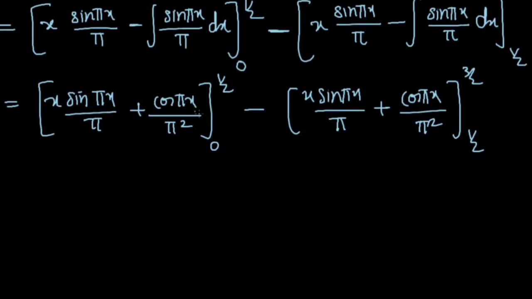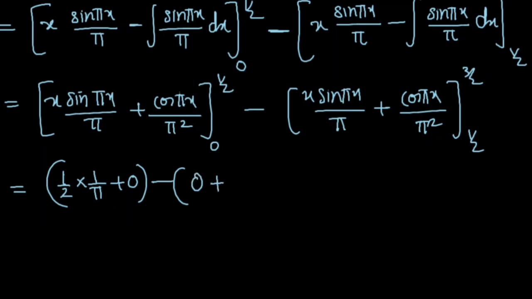Now substitute the upper limit. In place of x substitute 1 by 2: sine pi by 2 value is 1, so 1 by 2 into sine pi by 2 is 1 into 1 by pi. Cos pi by 2 is 0, therefore we write 0. Upper limit done. Minus lower limit, substitute 0: sine 0 is 0, 0 into something is 0, so 0. Plus cos 0 is 1, so 1 by pi square. This is upper limit minus lower limit completed.